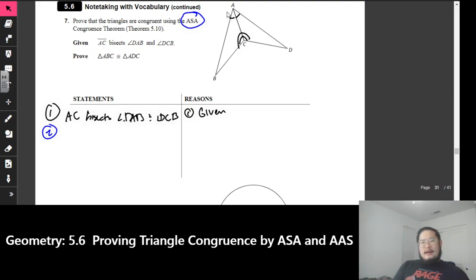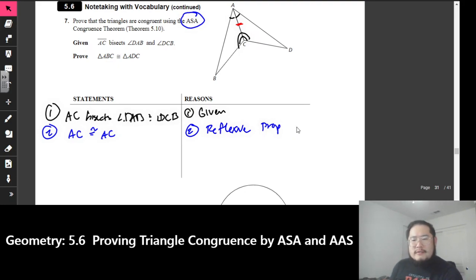So if I am a gambling man, I'll say that this is the angle, this is the angle, and right here we have our included side. So let's go ahead and put that down. For this second statement, I could say AC is congruent to AC. We have our reflexive property. Okay, so we got ourselves a reflexive property right there for number 2.